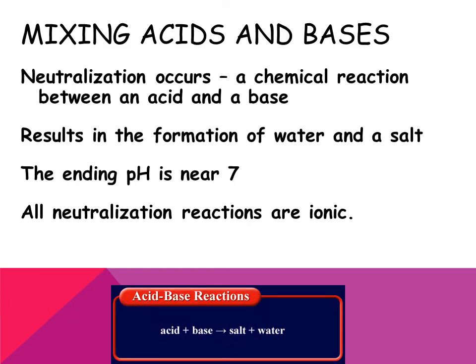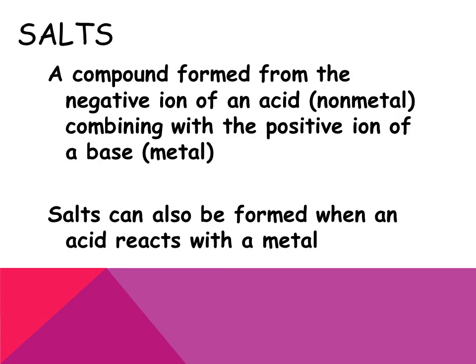Mixing acids and bases, and we talked about this last chapter, is a neutralization. A neutralization is a chemical reaction between an acid and a base, and your result is going to be water and a salt, and your ending pH is going to be near 7. All neutralization reactions are ionic.